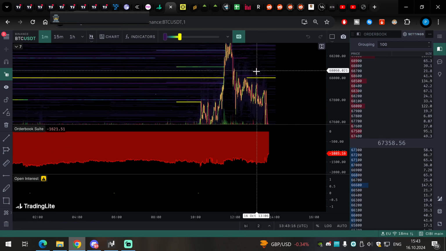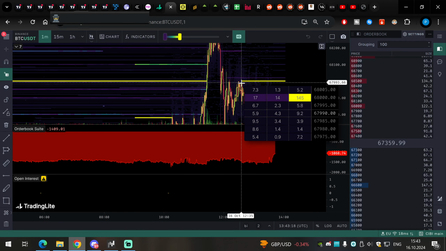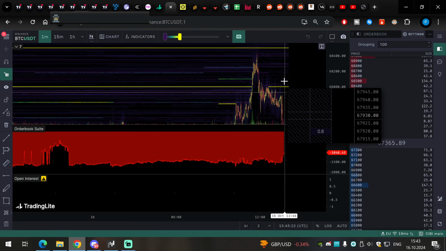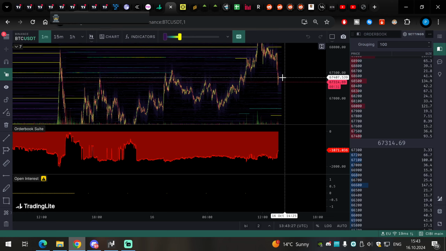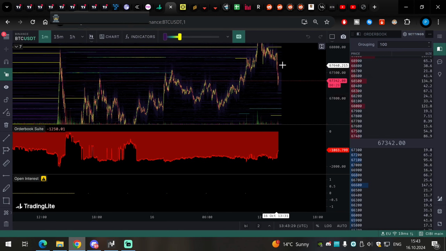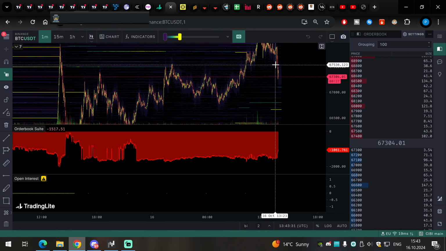And when I zoom in, there's also this big spot wall. This is not a small wall. This is a huge wall. This is medium size. The 145 spot wall also helped. When I entered short here, it is now protecting me. When leverage traders see that, they also panic. So you see how our market is accelerating.